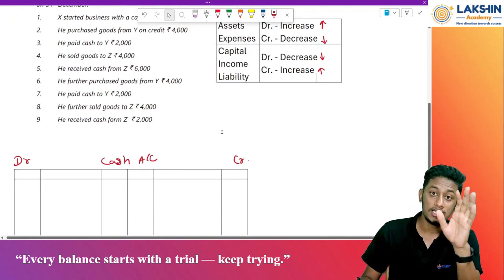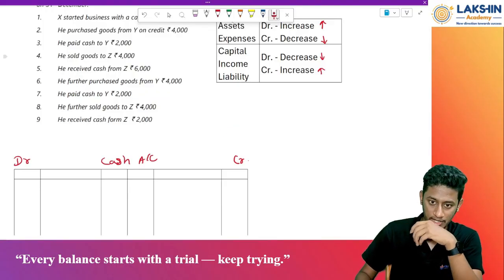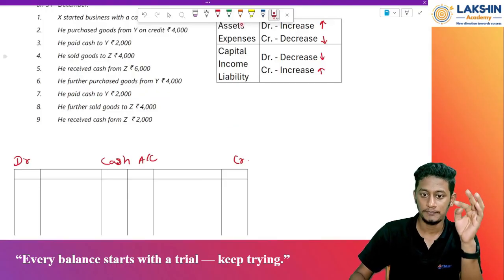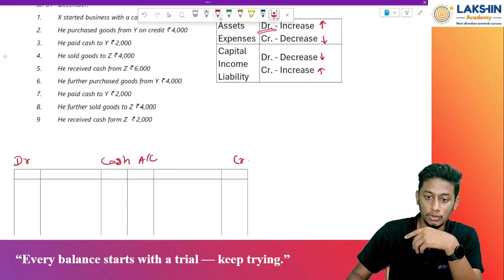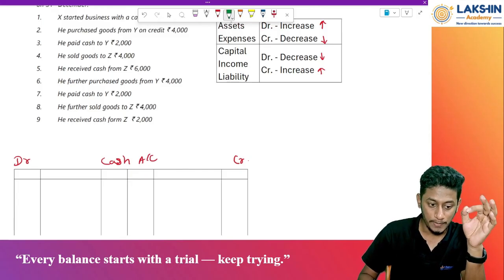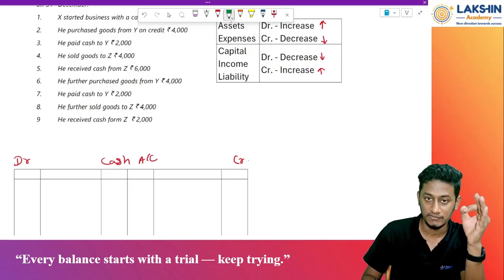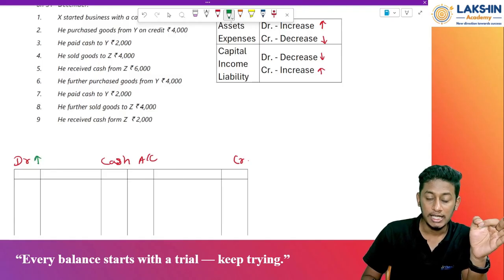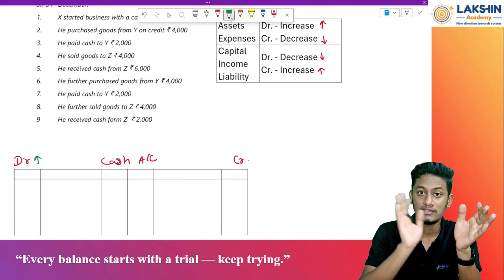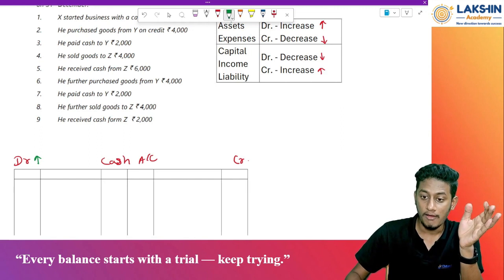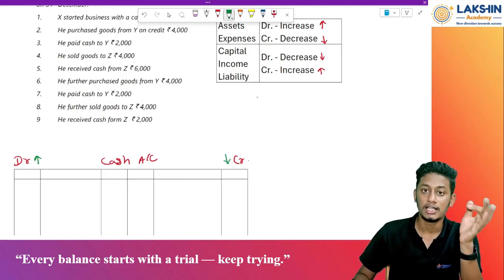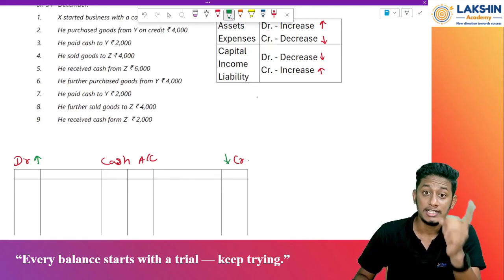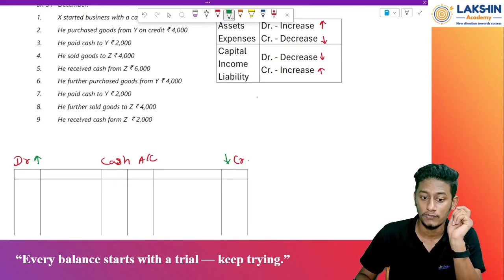Now, to pass the ledger entry, what should we do? Let me tell you how the nature of the ledger works. Always remember that. Let's just take the example of asset for now. So, where is the upward mark? On the debit, right? So, any entry that you pass on the debit side of the cash account or the asset account will increase the balance of that account. Now, where is the downward mark? On the credit side. That means any entry you pass on the credit side will decrease its balance.